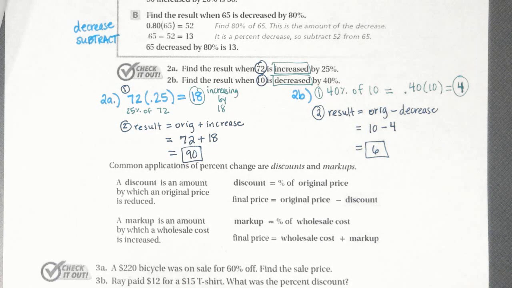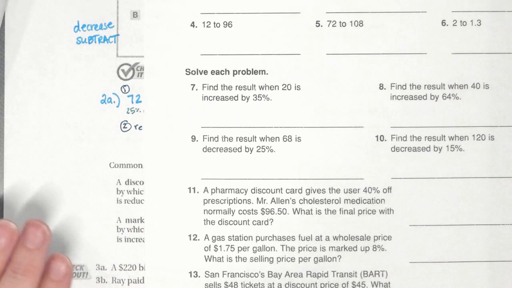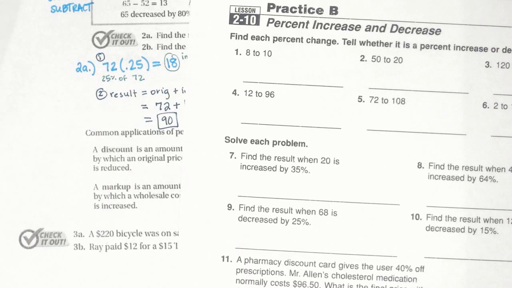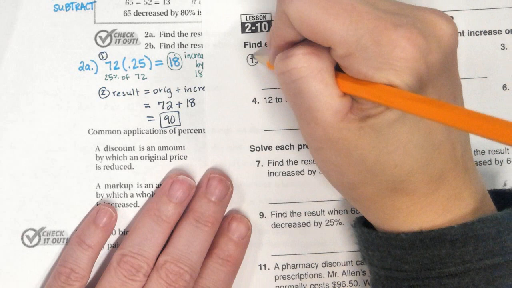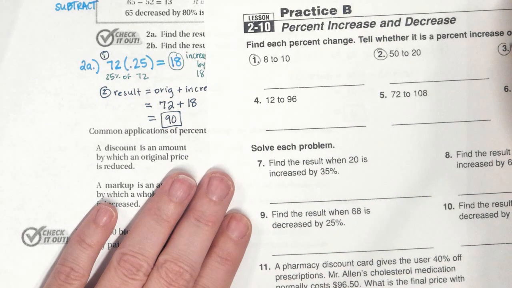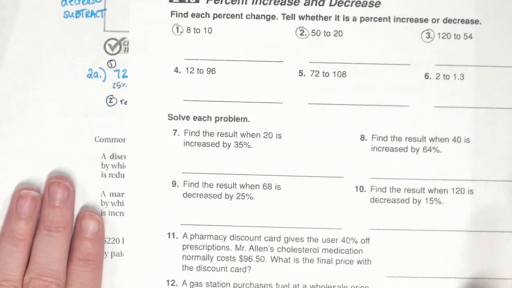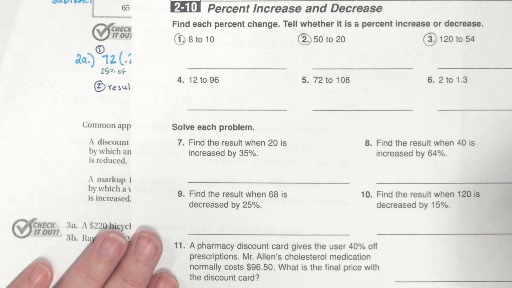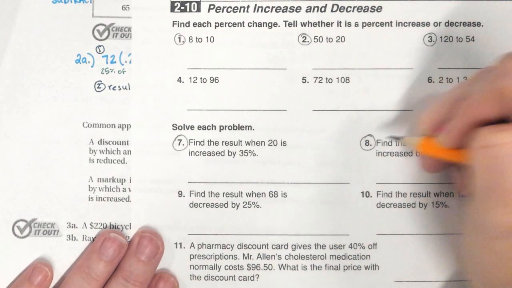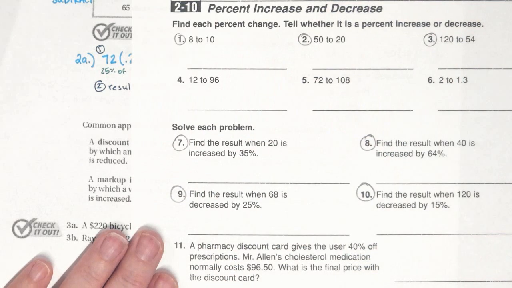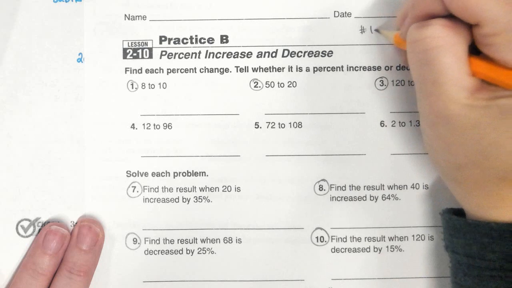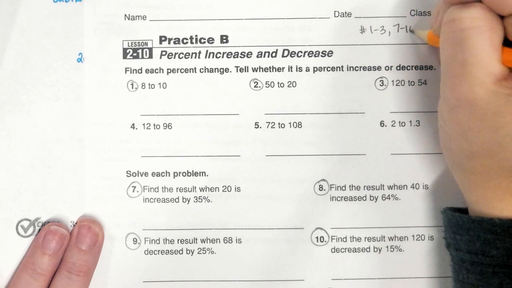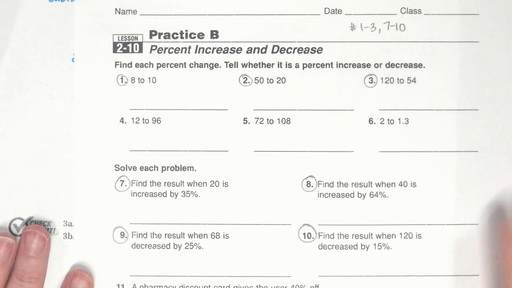Alright, so what I want you to work on right now, and you guys can circle these, I want you to do 1, 2, 3, and then 7, 8, 9, 10. Okay, so for today, we're going to do 1 through 3, and then 7 through 10.